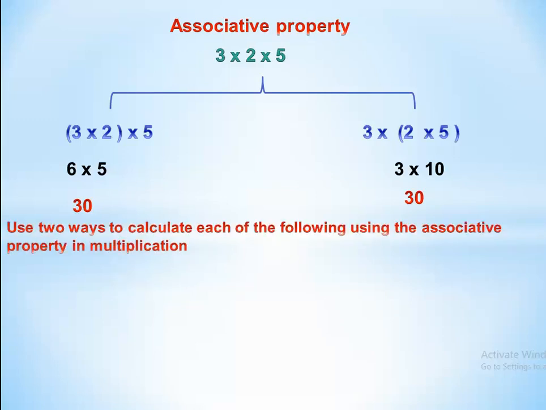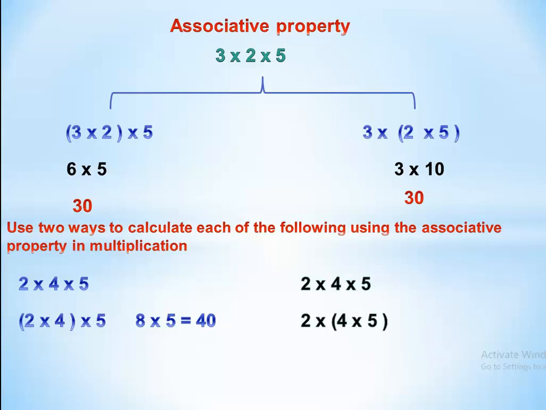Use two ways to calculate each of the following using the associative property in multiplication. 2 times 4 times 5. Okay, let's group the first way. Let's group the first two numbers. 2 times 4 equals 8. 8 times 5 equals 40. Okay, the second method. Let's group the second and third numbers. 4 times 5 equals 20. It will be 2 times 20 equals 40.